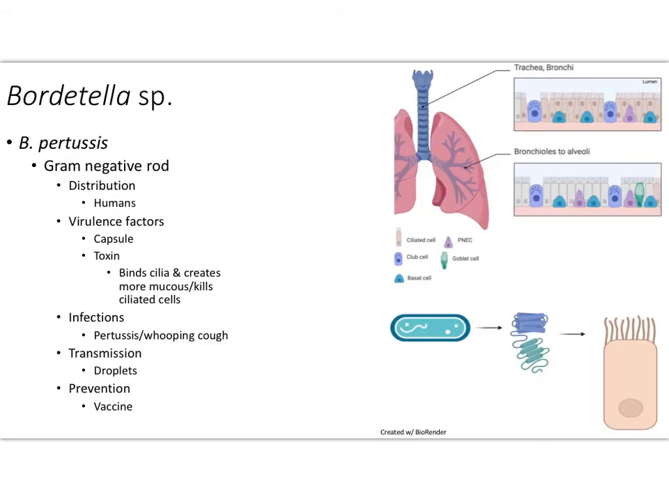Our next gram-negative rod is Bordetella pertussis. This is found primarily associated with humans. We can find it in other types of primate species as well, but most of the time we're talking about finding this associated with humans. In terms of virulence factors, it has a very good capsule that helps protect it from the immune system, and it produces a toxin that comes in two parts. So this toxin is a fairly large protein molecule, and it has part A and part B.